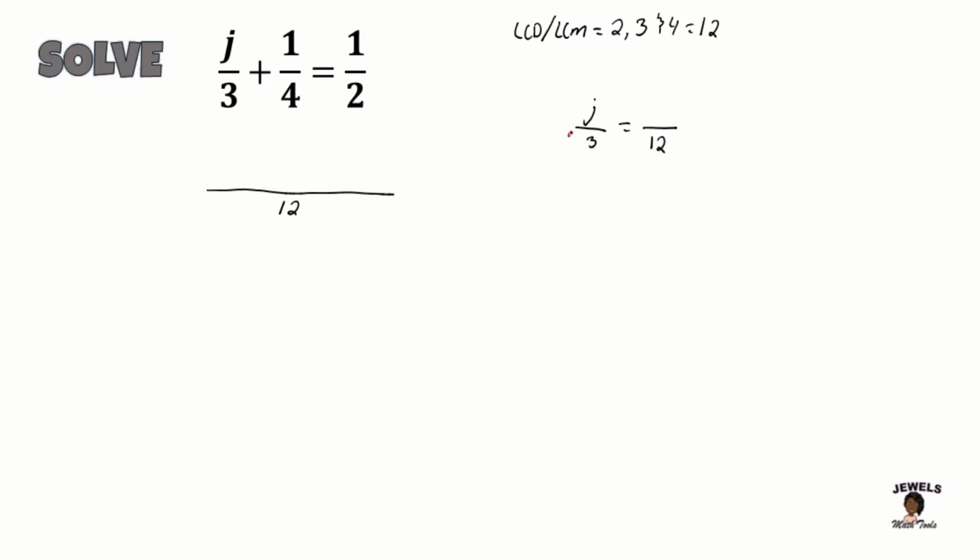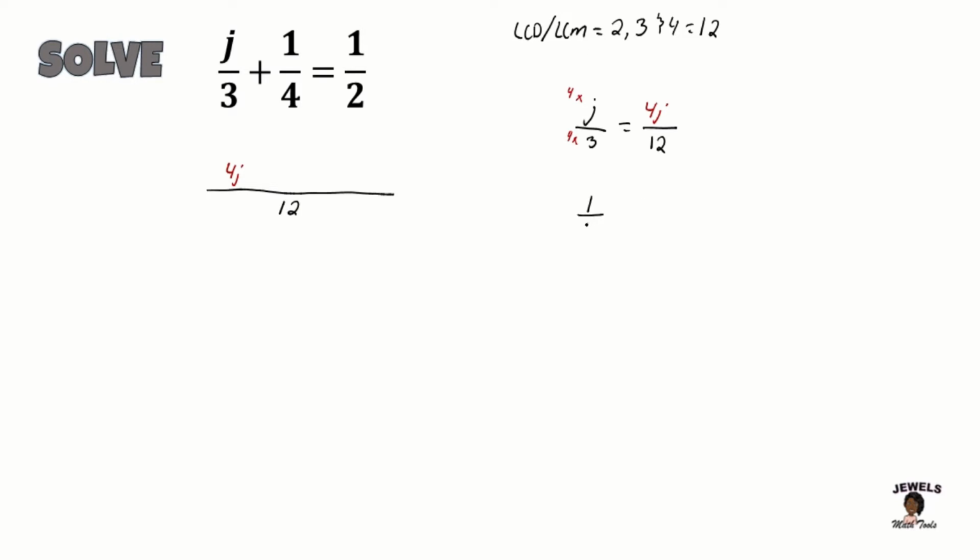I know that when I multiply 4 times 3, that would equal 12. And remember that whatever we multiply our denominator by, our numerator must also be multiplied by the exact same thing. So 4 times j will equal 4j. So my equivalent fraction for my j thirds is 4j twelfths. Now let's work on our second fraction, which is 1/4.